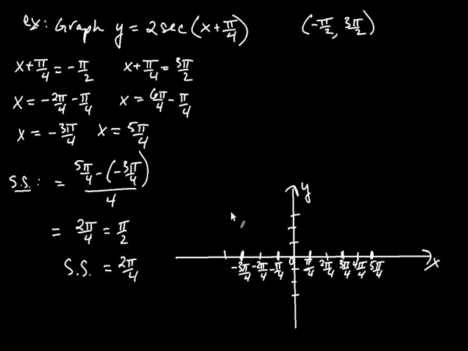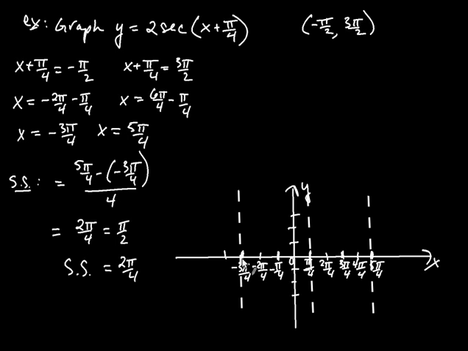Now you have to think about what happens at the ends. Because this is secant, at 3 of the 5 significant points, that is, at the left, at the middle, and at the right, you have vertical asymptotes. So we've got a vertical asymptote here, a vertical asymptote there, and a vertical asymptote at the end. Let's go ahead and graph those in first. So there are our 3 vertical asymptotes.